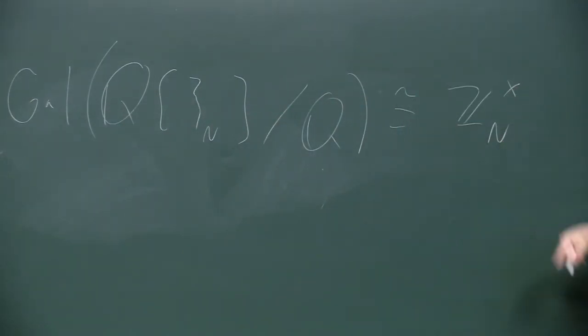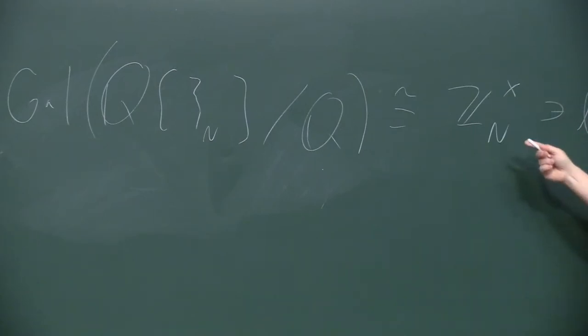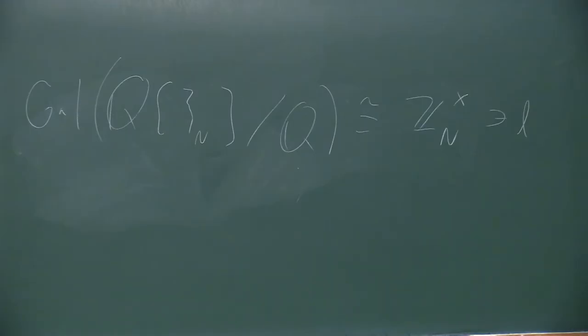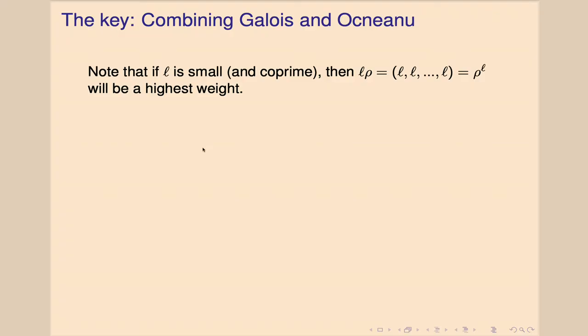The numbers coprime to n. And so any Galois automorphism corresponds to some integer L coprime to n. And so if you take your integer L to be small compared to the level and the rank of your algebra, then the Galois associate will be clear.